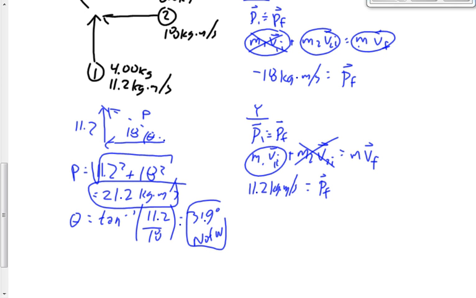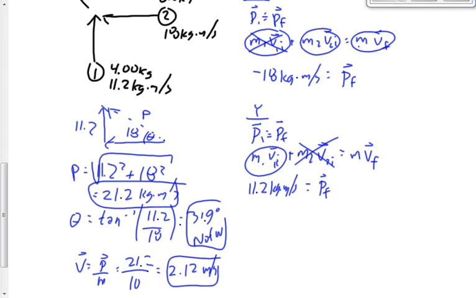Want to find the velocity? You can just say V is equal to P over M. It's 21.2 over 10, the total mass, or 2.12 meters per second. We've done the first part of the question. Is that okay? Does that make sense to people right now, thus far?